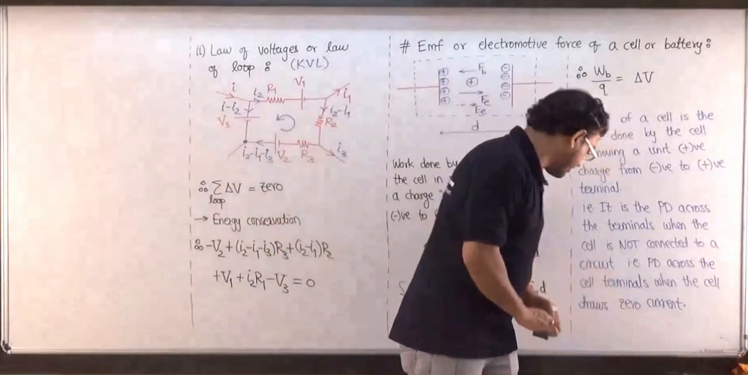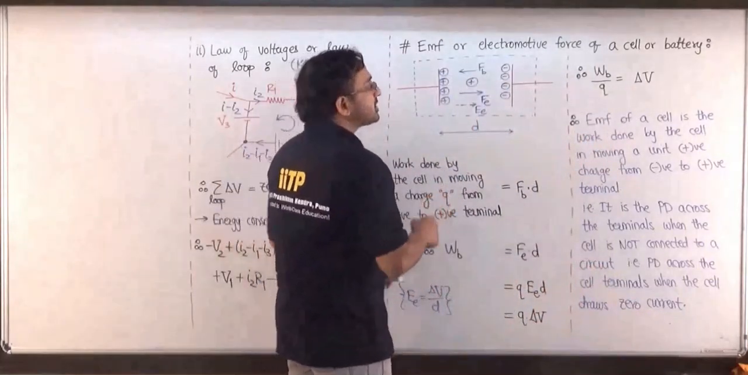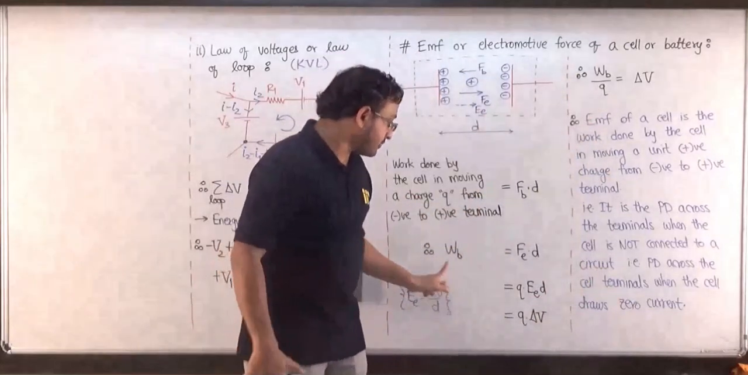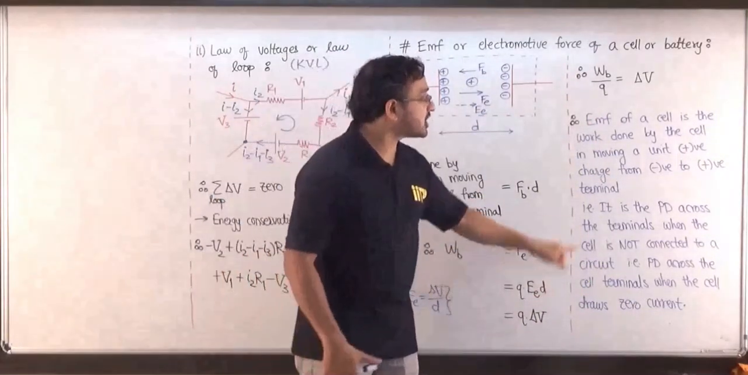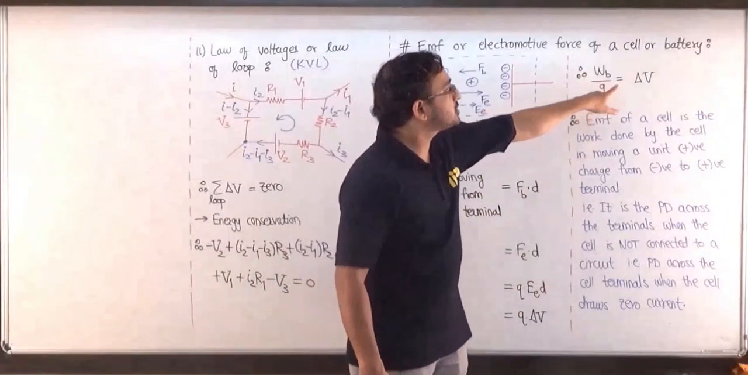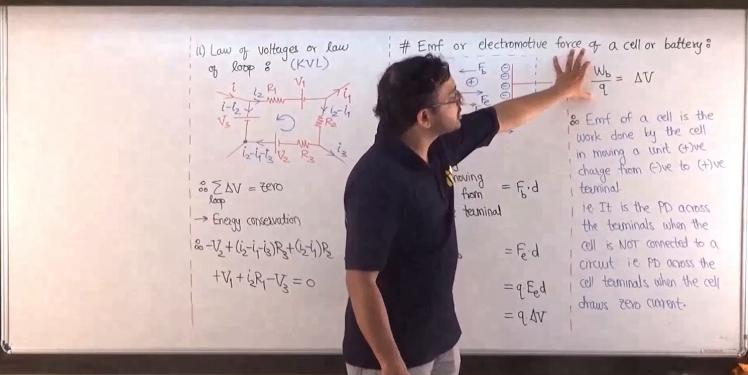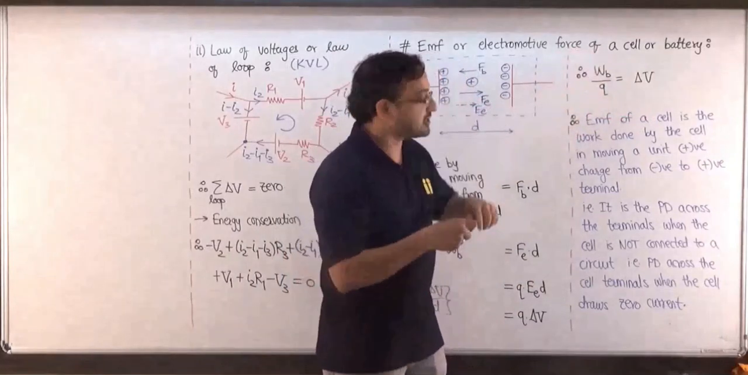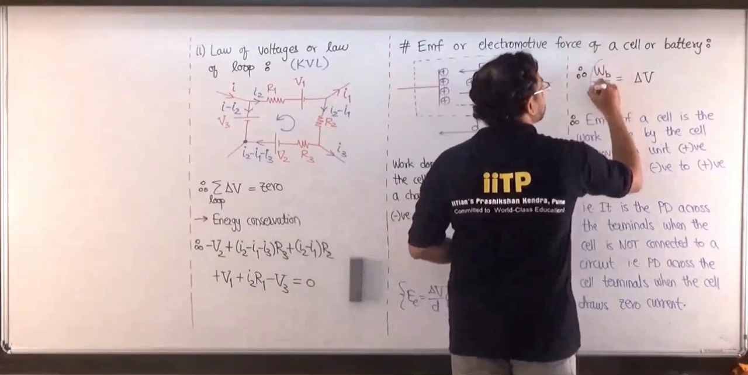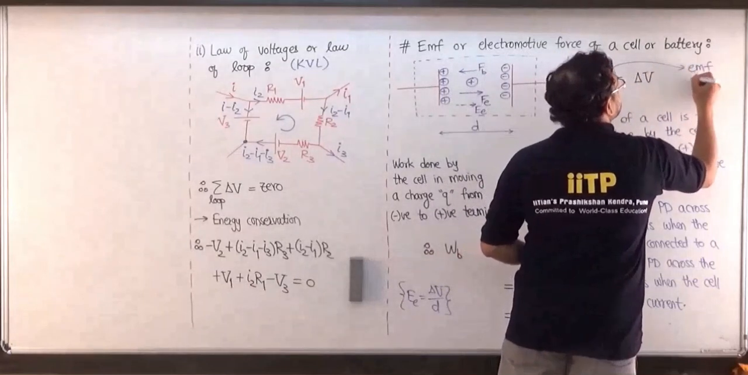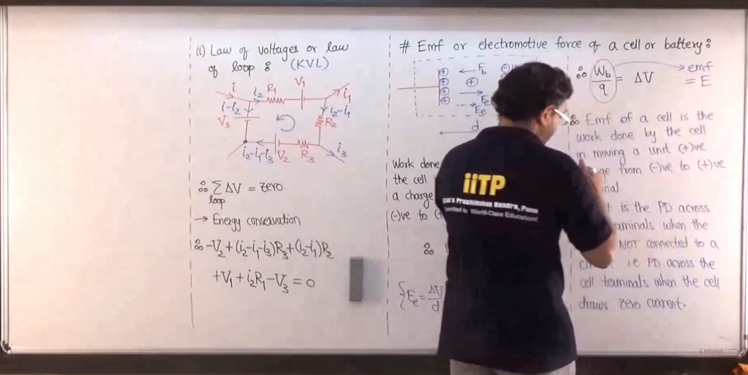where delta V is nothing but the potential difference created here due to the charge separation. But then we ask what will be the work done per unit charge. So the work done by the battery per unit charge, meaning WB by Q, is nothing but delta V. Now this left hand side quantity is defined as the EMF of a cell. So we define this quantity as EMF, and it is denoted by the letter big E.